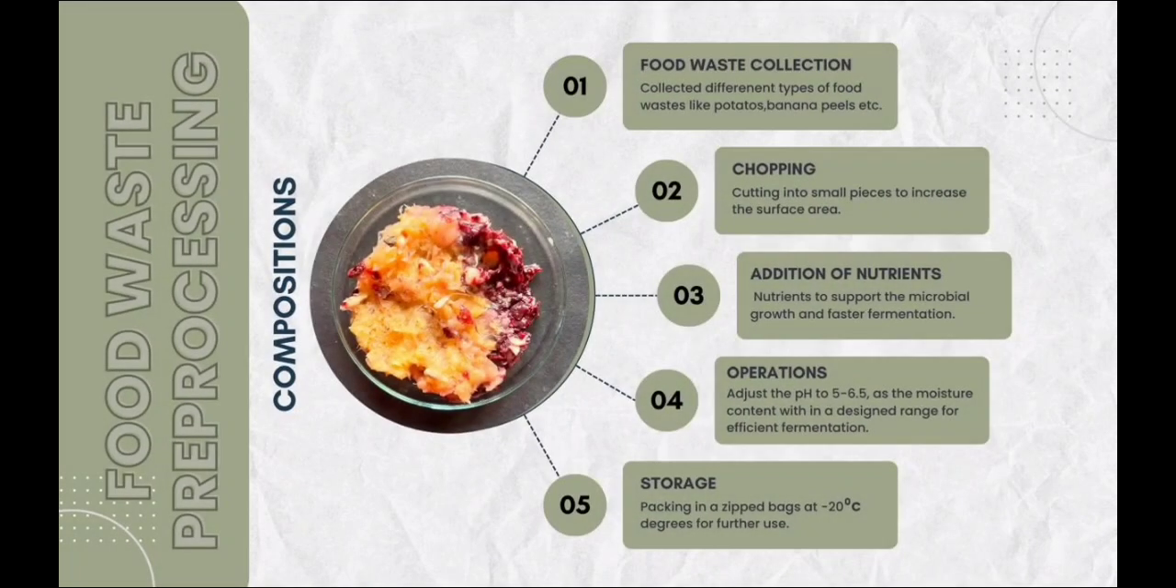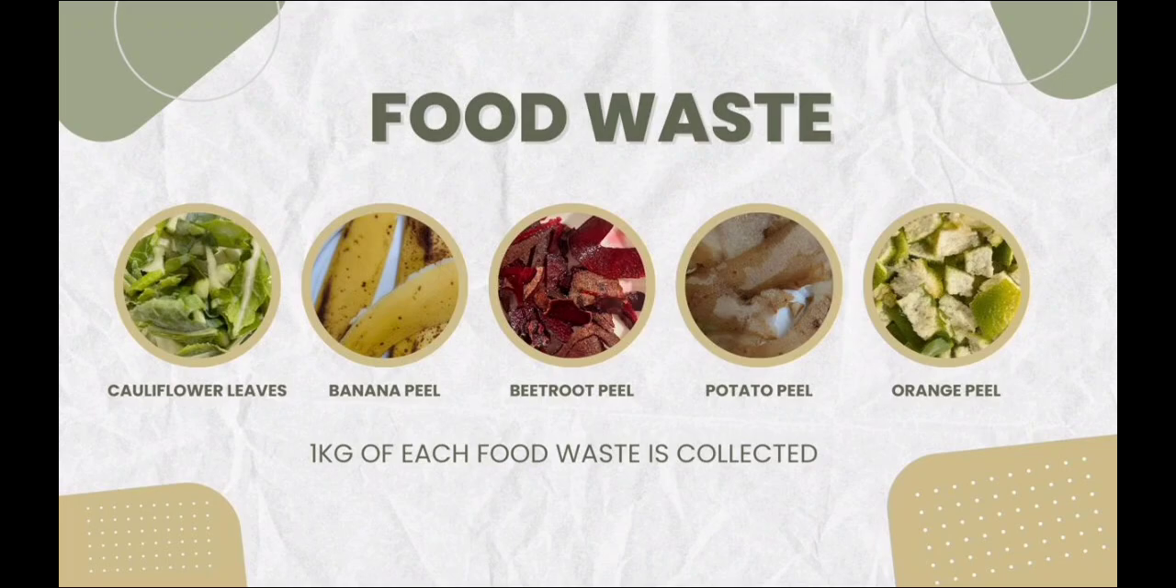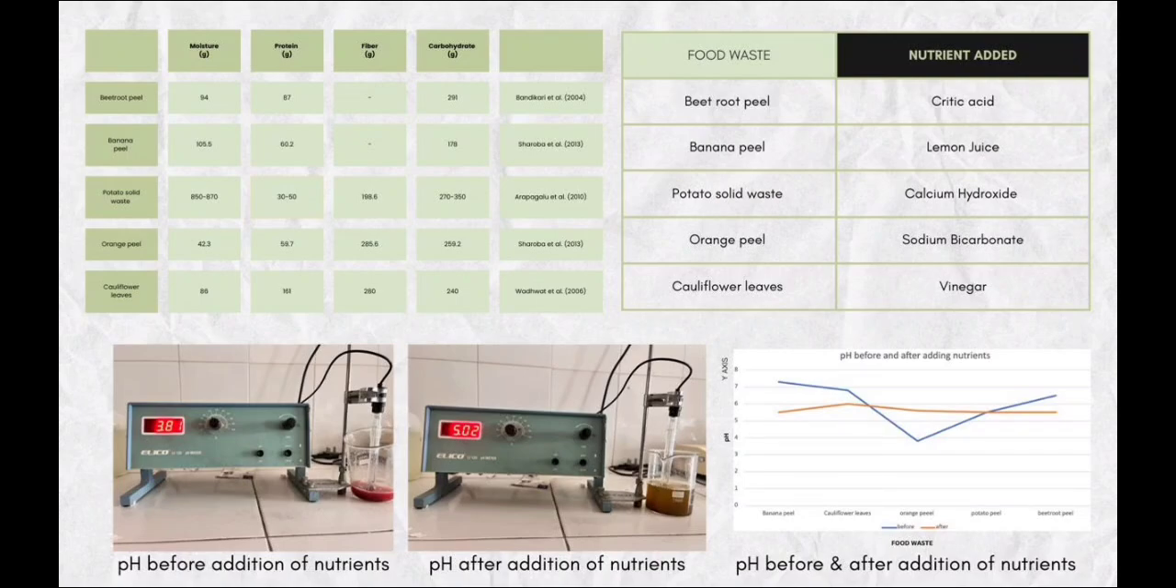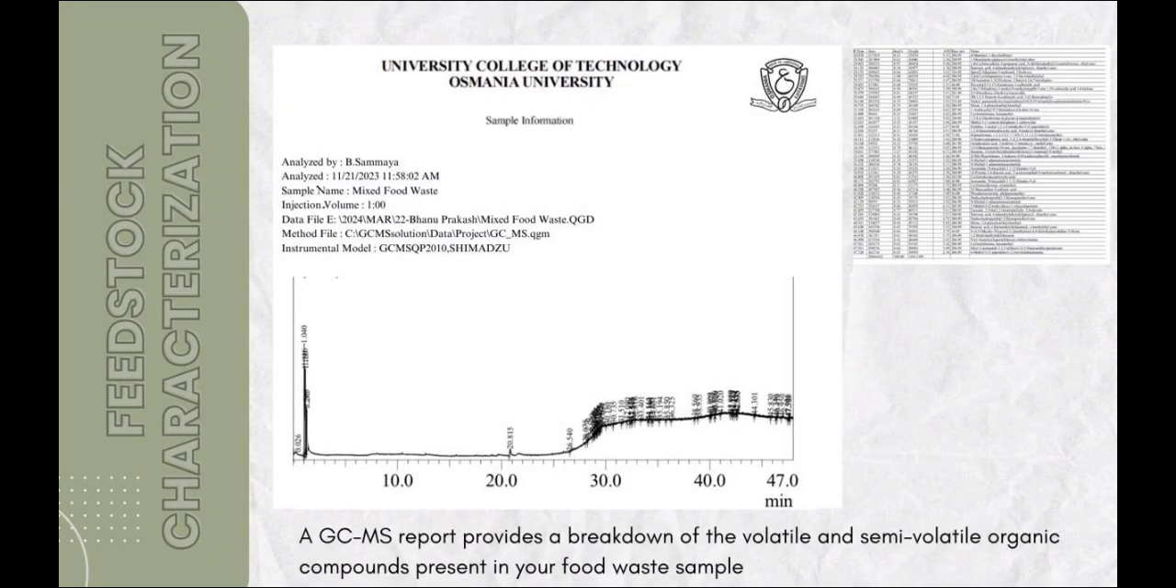Includes food waste pre-processing. In the first step, food waste collection. We have collected cauliflower leaves, banana peels, beetroot peel, potato peel and orange peel. Then we need to chop them into fine pieces. Then we need to add the nutrients to adjust the pH. We have sent the feedstock to Osmania University for the GCMS analysis. This is the result we got.